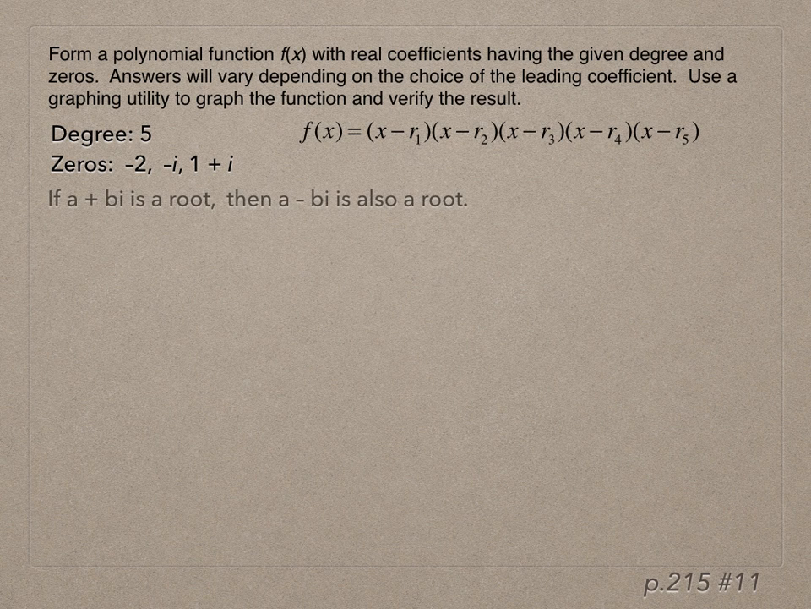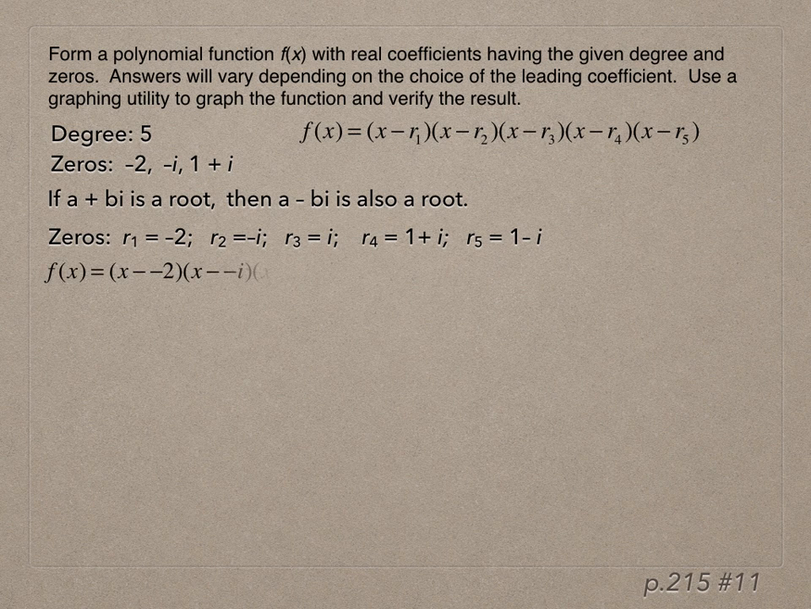Remembering if a plus bi is a root, so then is a minus bi also a root. There are 5 zeros. We will denote them as r sub 1 is the real 0 of negative 2. r sub 2 is negative i, therefore positive i is also a root. r sub 4 is 1 plus i, therefore 1 minus i is also a root. I'm going to take these roots and substitute them in place of the r's up above in the factored form.